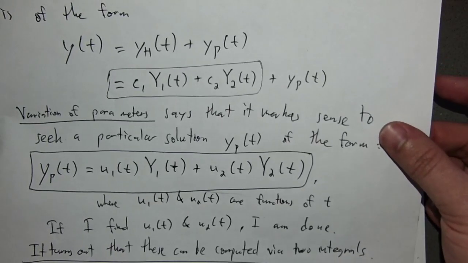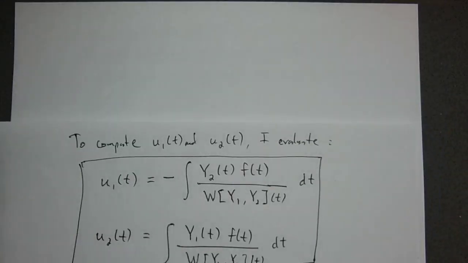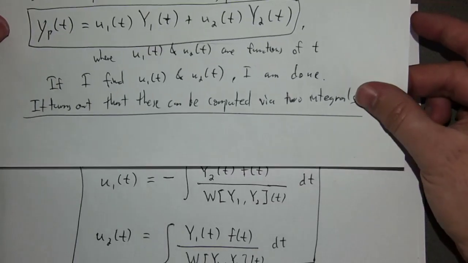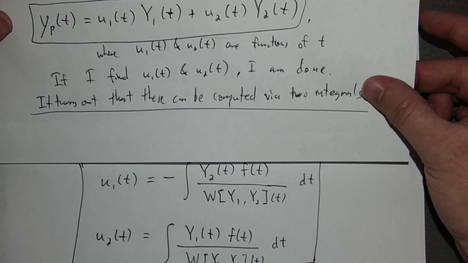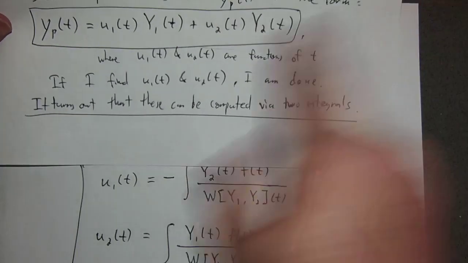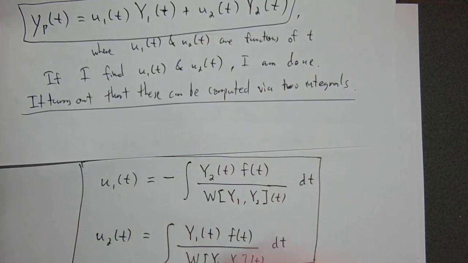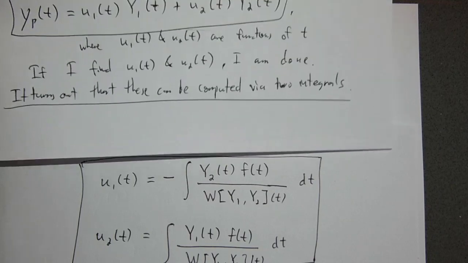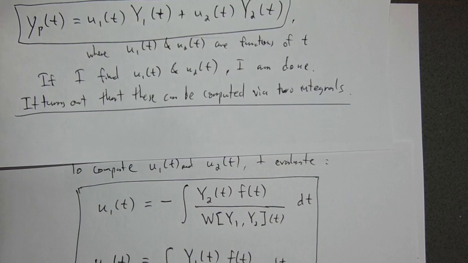And it turned out, of course, that there's just a quick recipe that we write out, right? So I look for a particular solution of that form. Maybe I'll bring this back. So I look for a particular solution of this form: u sub 1 of t times big Y sub 1 plus u sub 2 times big Y sub 2, where big Y sub 1 and big Y sub 2 are the homogeneous solutions that I'm given, right? So those are the things I'm given. And u sub 1 and u sub 2 are things that I have to find from those.